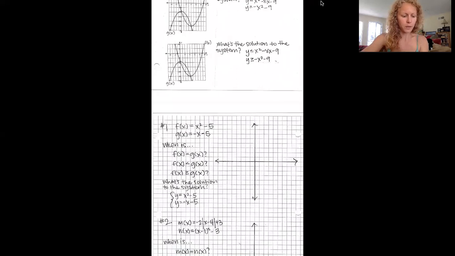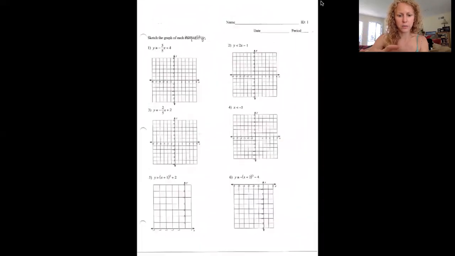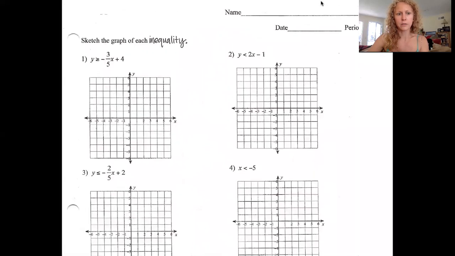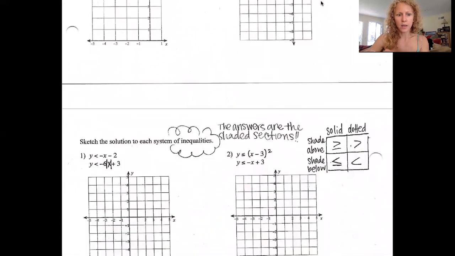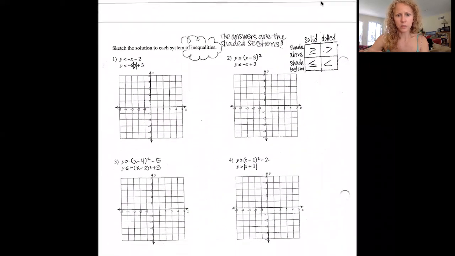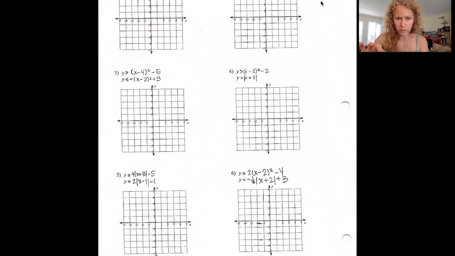On the other worksheet, it's actually just some practice with inequalities. So graphing a few linear inequalities, some quadratic ones, and then down here there's some systems. It looks like they're mostly quadratic, linear, or absolute value.